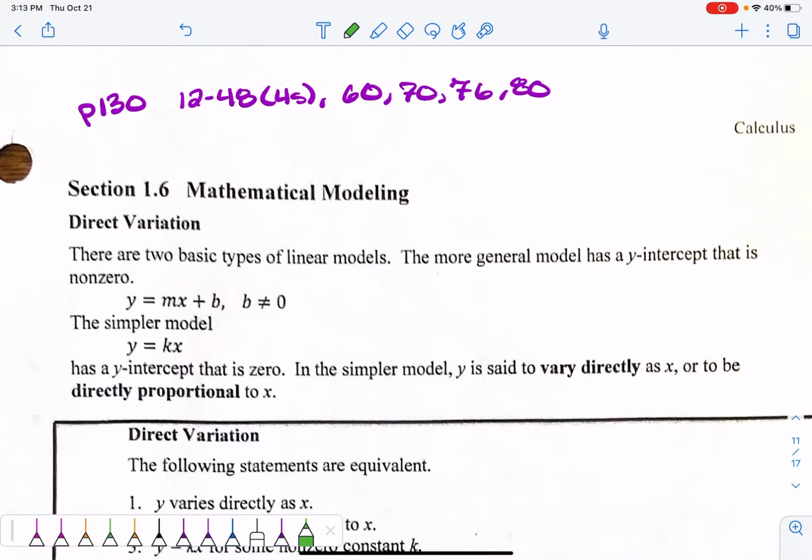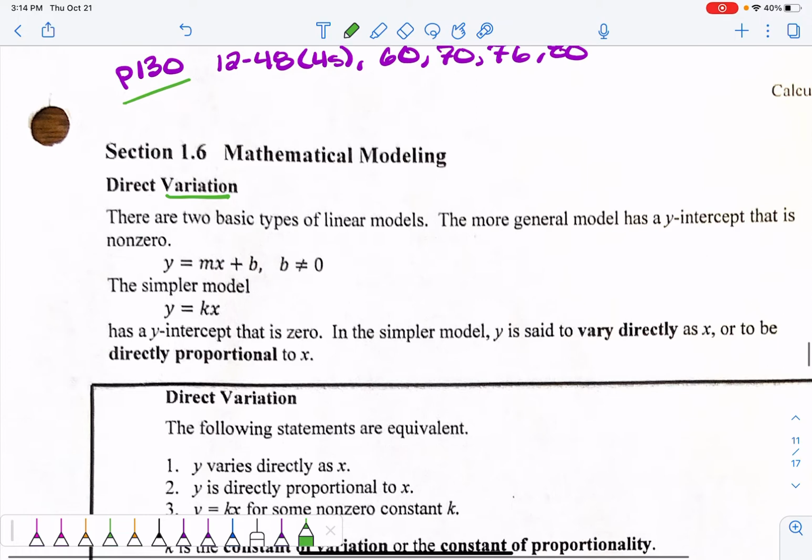Okay, Calc Kids, this is now section 1.6, which is the last section of the chapter. Homework assignment up here, page 130, and this is mathematical modeling. So we are dealing with things called variation, basically the way that variables relate to each other, okay?